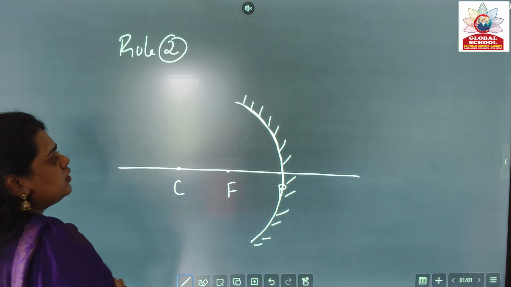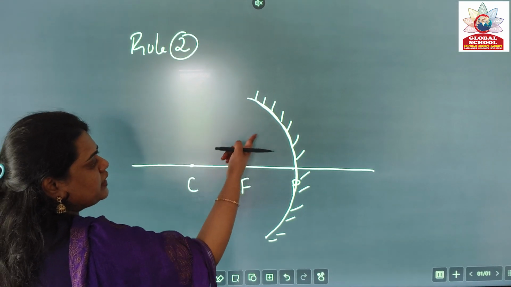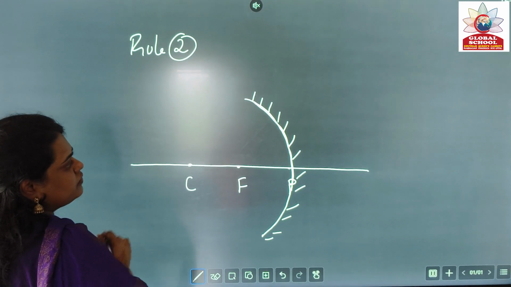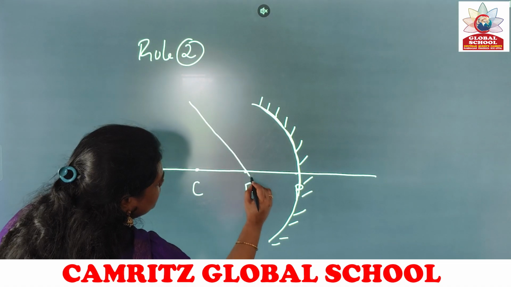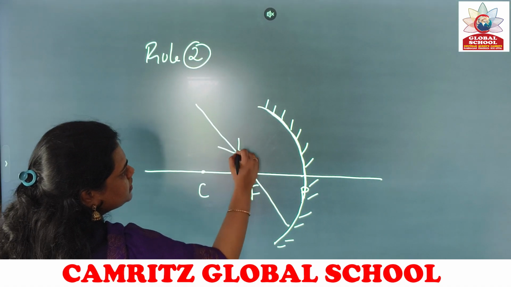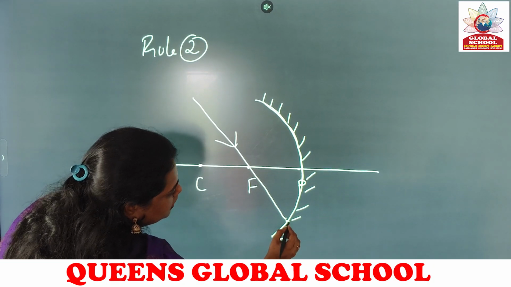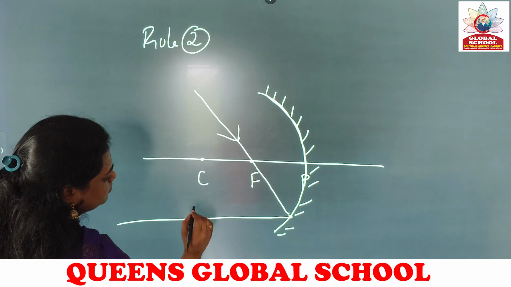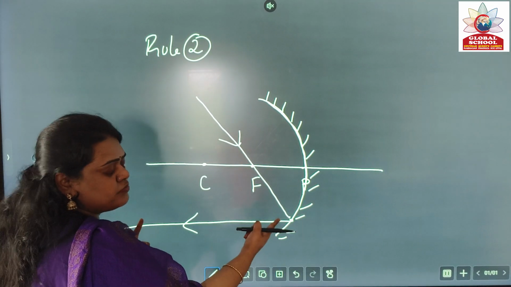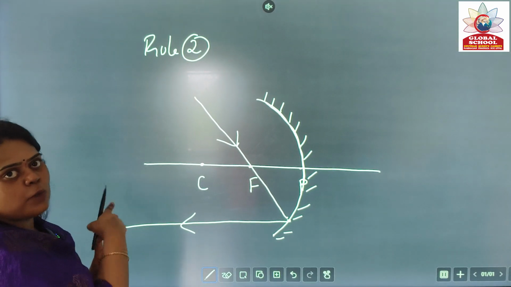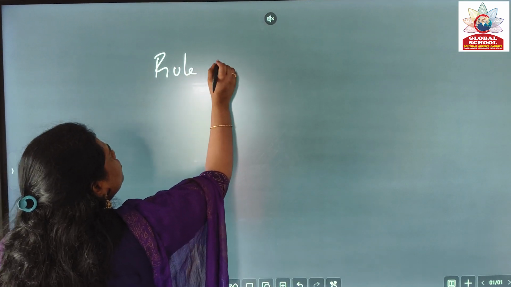In the earlier rule we saw that when the light ray is passing parallel, it goes through the focus. Now this is the opposite. When the light ray is coming from the focus point, after reflecting from the surface, it moves out parallel. It is the opposite of the first rule. Next, rule 3.